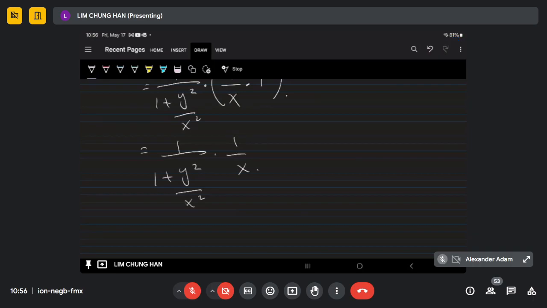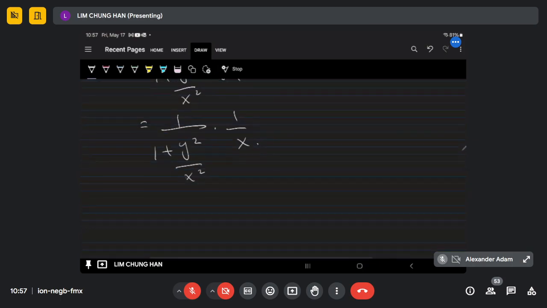Multiply 1 over x with the other one. But if you multiply 1 over x, it's very messy, right? Yes. Or what you can do. So this 1 over x is actually multiplied. So actually it goes on top here.